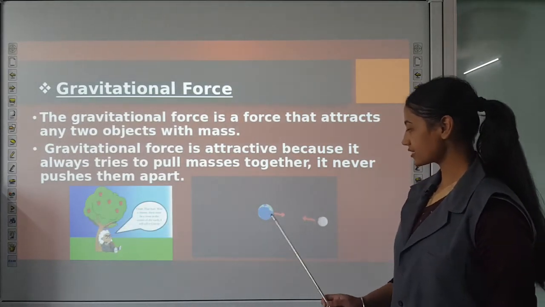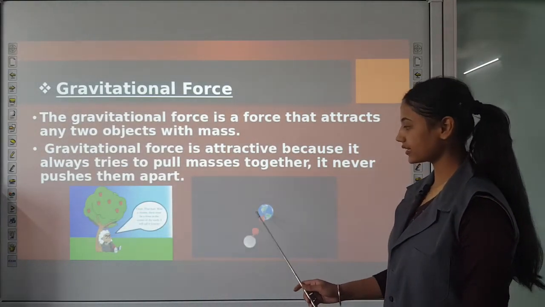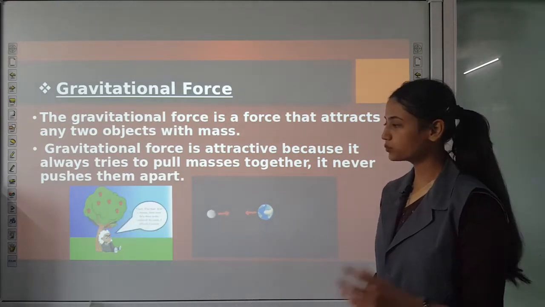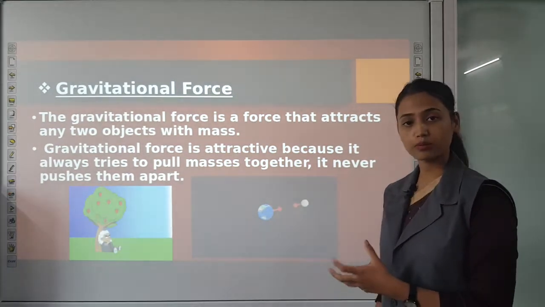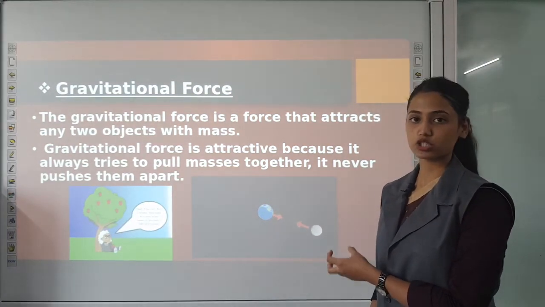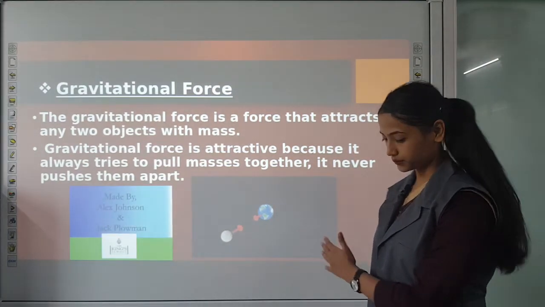Where else can you see this phenomena? This is our earth and this is the moon. You know that the moon revolves around our earth. Why does it stay in its position? Because of the gravitational force between earth and moon.